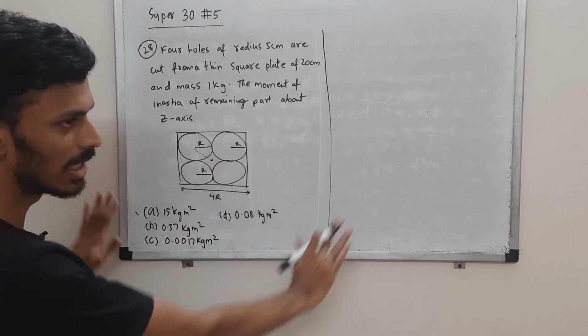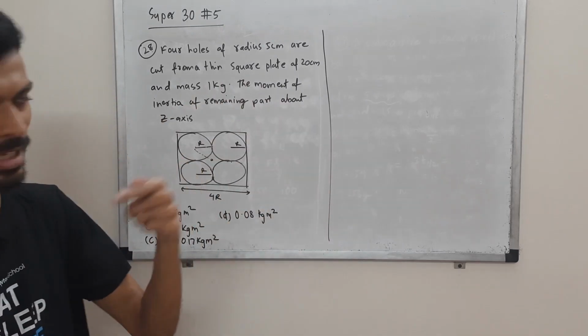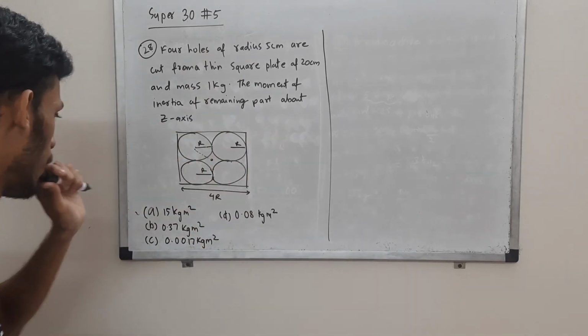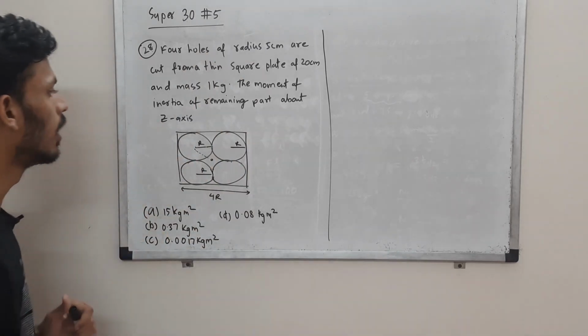So the plane is the x and y axis, so the z-axis is like this. The plate is rotating like this in the xy plane. Okay, so let us find this out.